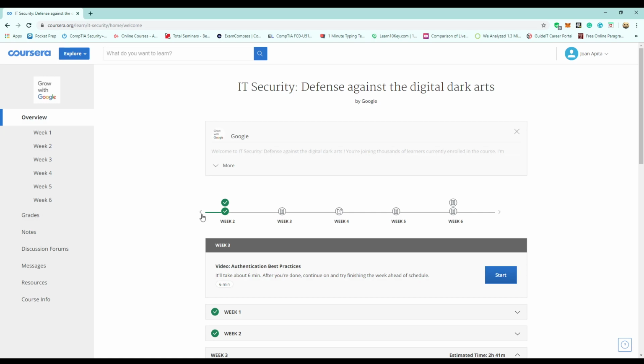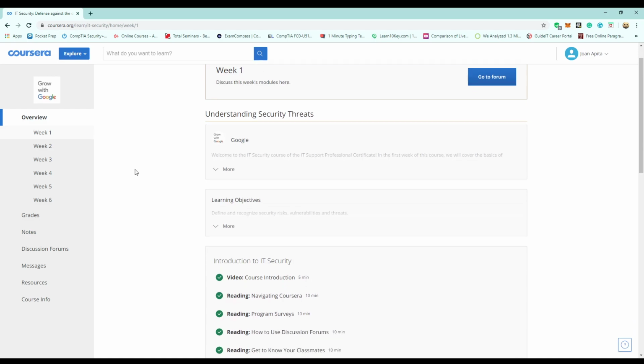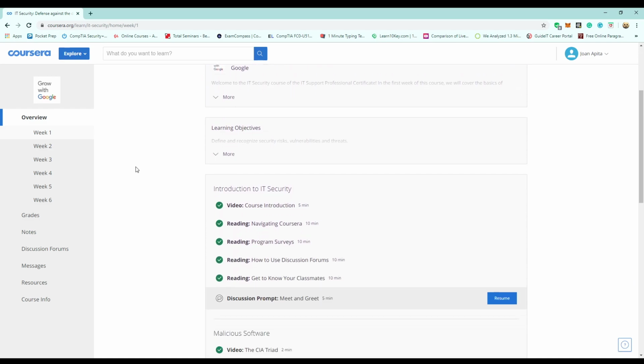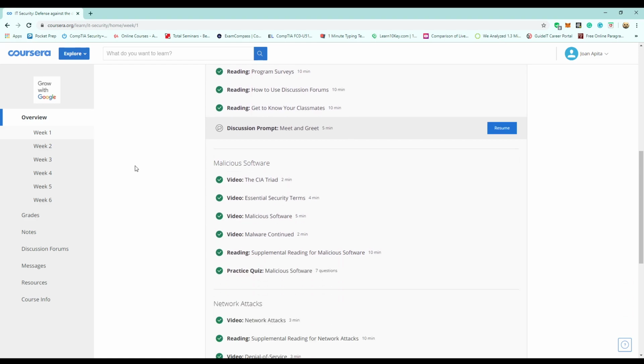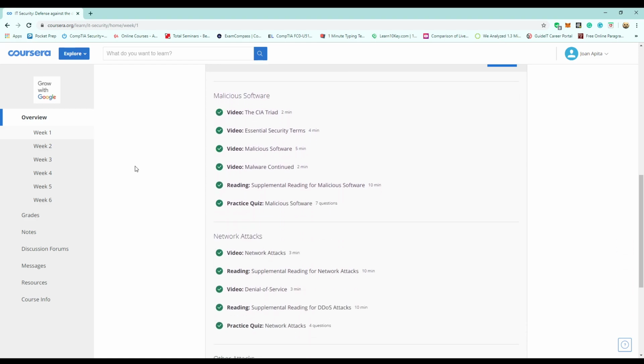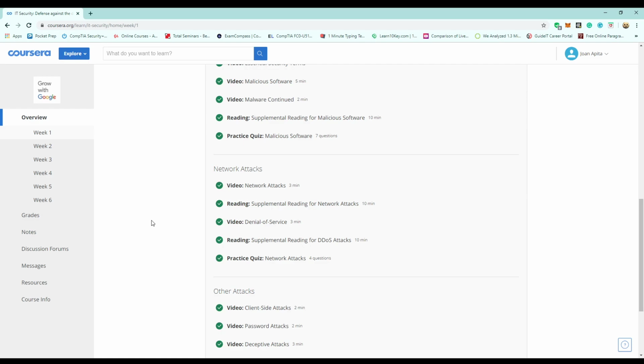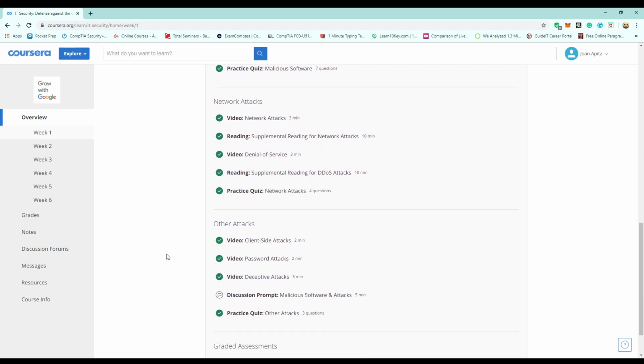This is a pretty good course if you want to enhance your security knowledge, and if you want to take your CompTIA Security Plus, because it tackles a lot of information. In the first week, you learn about understanding security threats, like the CIA triad, essential security trends, malicious software, malware, supplemental reading, and there's a practice quiz. Then the network attack, parts of the network, and supplemental reading, denial of service, DDoS, everything here.